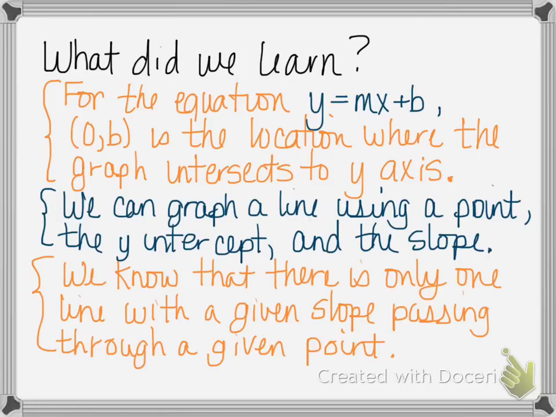We know also, because we proved it, that there is only one line with a given slope passing through a given point. Okay, so that's lesson 18. Good luck with the problem set on that, and we'll see you back here for lesson 19, where we're going to pull all of this together in a proof that the graph of a linear equation is a line.